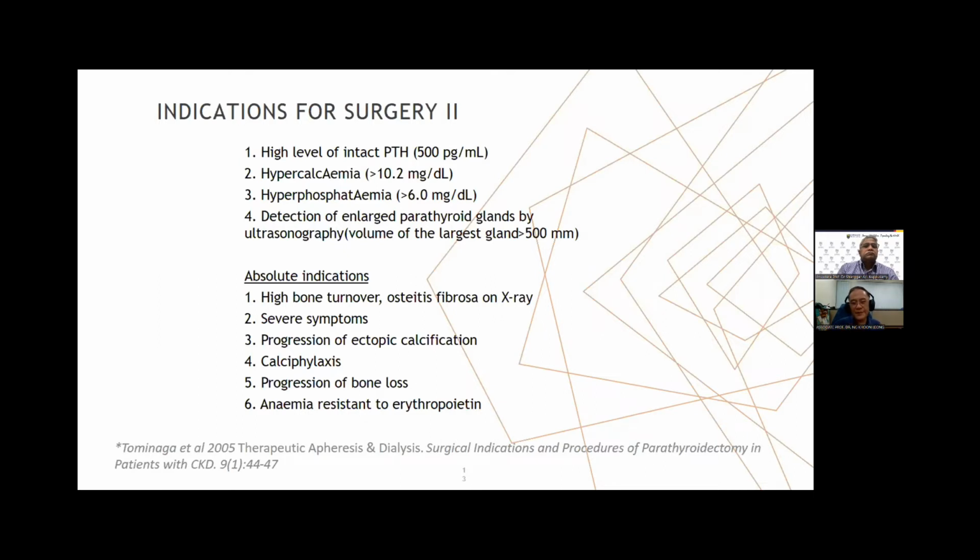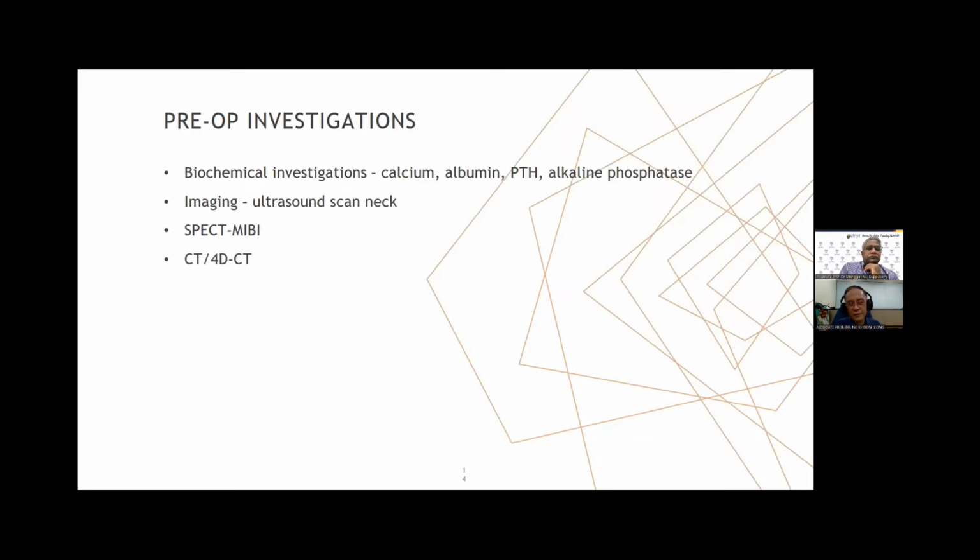So there are some soft guidelines on when to refer, but basically in our local context, we usually depend on the nephrologist to initiate the referral. So because they take care of all our CKD patients, and when they feel that these patients are biochemically difficult to control with maximal medical management, that is when they will refer to us. So what are the pre-op investigations? Most of the time, we just look at biochemical investigations. Most of the time, I do baseline imaging, which is an ultrasound scan of the neck.